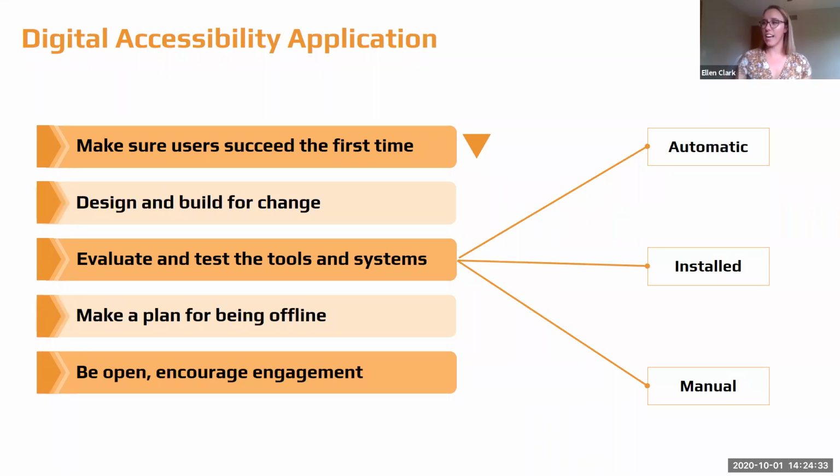But then designing and building for change. I feel like this is really relevant right now as we're seeing so much change happen. By designing and building for inevitable change, you're almost automatically preparing yourself for an accessible platform. This goes back to what we were talking about of making sure your layouts are simple and your content is understandable. That also goes hand in hand with designing and building for change.